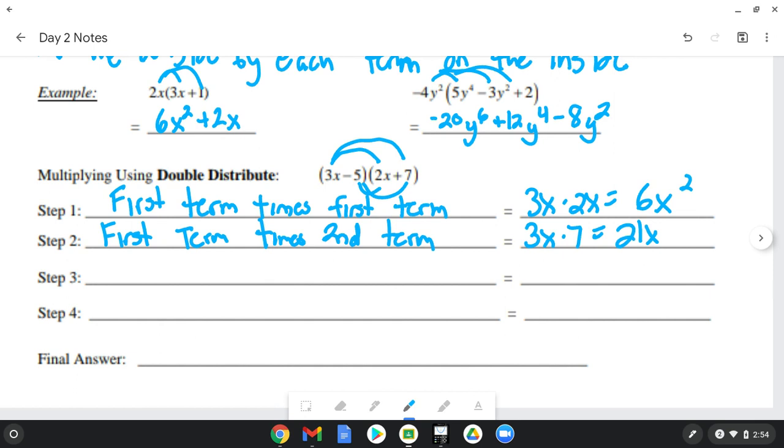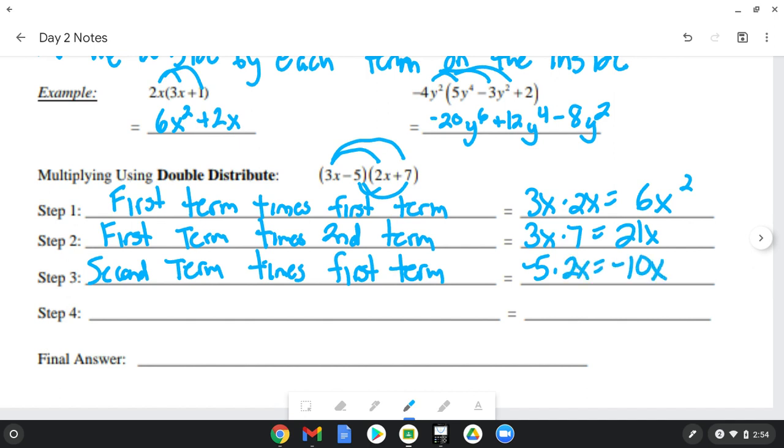The next step would be to multiply the second term now times the first term. So the second term is negative 5. The first term is 2x. So we'd get negative 10x there. And then the last step would be to multiply the second term times the second term. So everything in the first binomial is multiplied by everything in the second. And what is that? Negative 5 times 7.